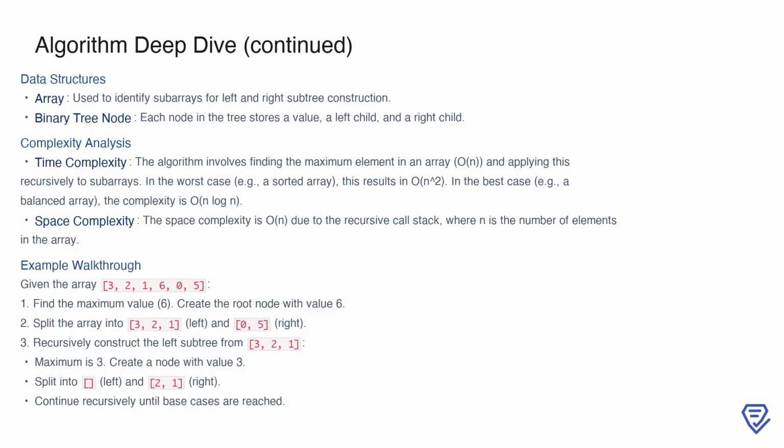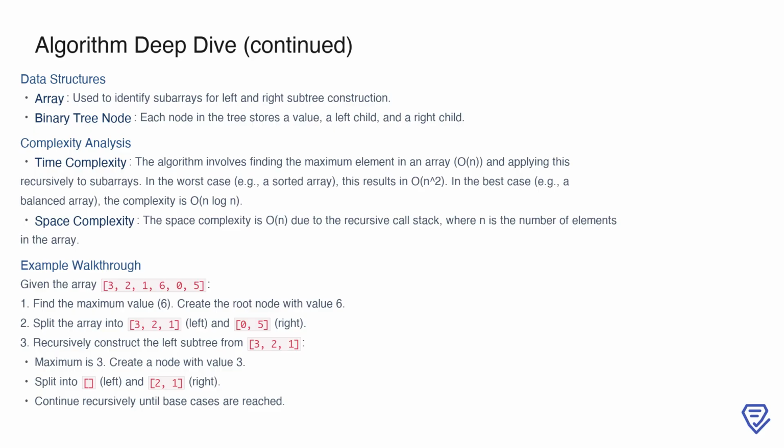To implement this approach, we primarily rely on two data structures. First, the array itself is used to identify the subarrays for constructing the left and right subtrees. Second, we use binary tree nodes to store the tree structure. Each node holds a value, a reference to its left child, and a reference to its right child.